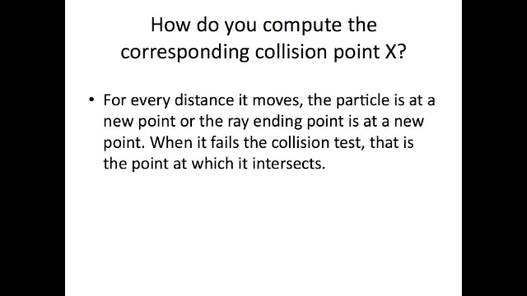To compute the corresponding collision point for x, so for every distance that your particle moves or your ray moves, because it will have an ending point, you compute if it intersects or not, if it fails the collision test, and if it does, that is the point at which it intersects.